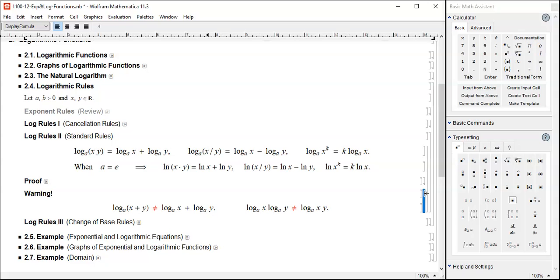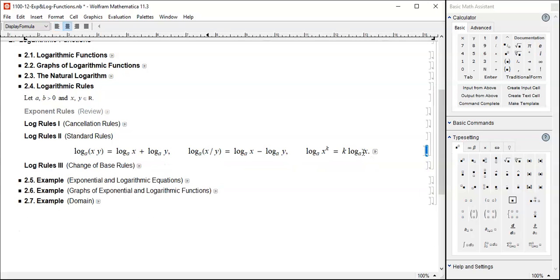And here's a fair warning. Log of x plus y is not equal to log of x plus log of y. And log of x times log of y is not equal to log of x times y. You see, if you have the same algebraic operations, then that's wrong. We have to have a change of operations here. Multiplication became addition, division became subtraction, power became coefficient.